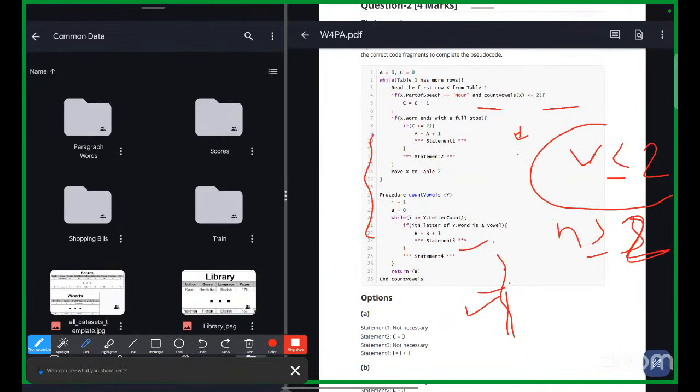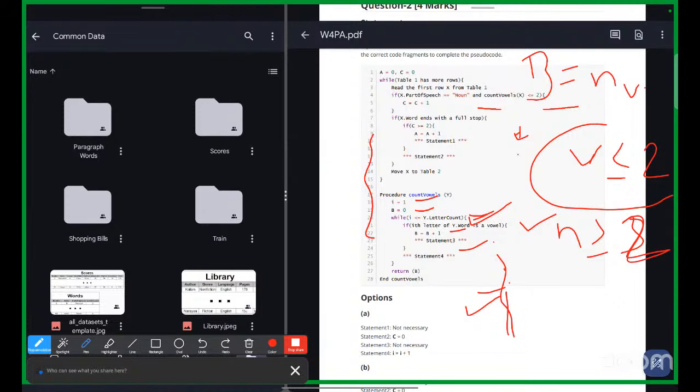So in the first, here we are initializing I, then we have P, then we are checking whether I is less than or equal to y dot letter count or not. So this is the condition which will terminate the loop. And we are checking whether the ith letter of y dot word is a vowel or not. So if it is a vowel, then we are incrementing B. So B is basically counting the number of vowels. B will count the number of vowels. Okay.